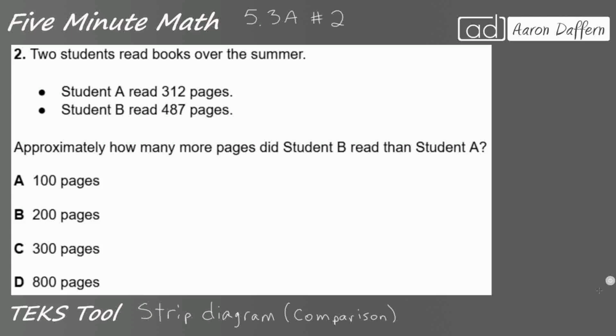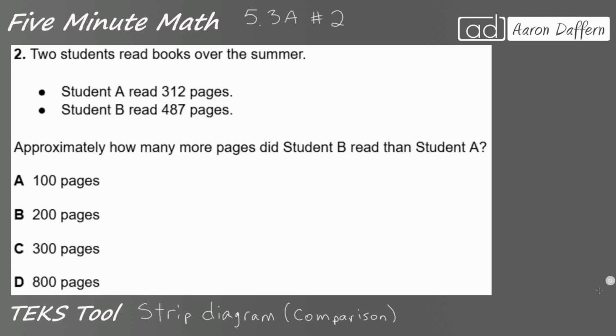Today we are looking at the TEKS tool strip diagram. We are focusing on comparison with a problem related to TEKS 5.3a, and we will solve it in 5 minutes or less. If you haven't done so already, please go ahead and take a moment to pause the video, work this problem out on your own, unpause it, and we will look at our answers together.